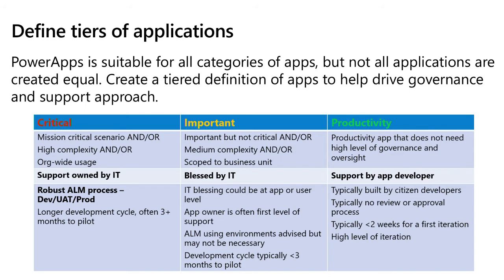And then we've got productivity. So productivity is maybe built by a citizen developer, a very quick little application that's maybe only going to have a few users. They're going to build it really quickly and deploy it out.